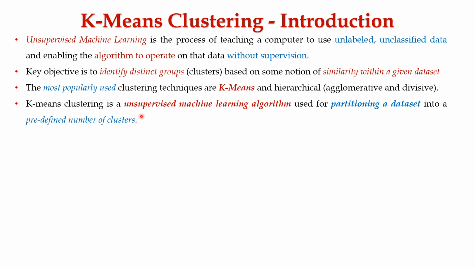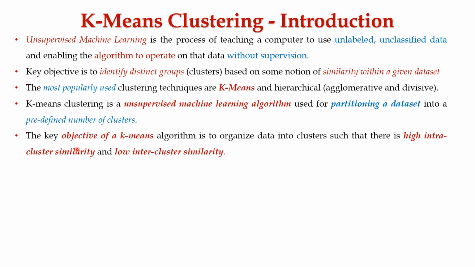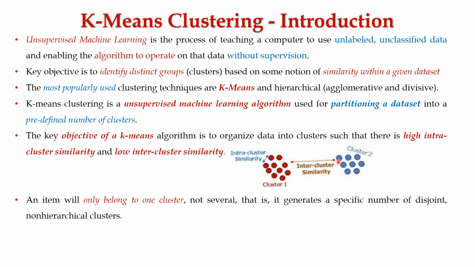K-means clustering is an unsupervised machine learning algorithm. It is mainly used for partitioning data into a predefined number of clusters. The key objective of K-means algorithm is to organize the data into clusters such that there is high intracluster similarity. That is, we can see here in cluster 1, by considering two data points, there should be high intracluster similarity and low intercluster similarity. That is, if you're considering two clusters, cluster 1 and cluster 2, and taking one data point from cluster 1 and another data point from cluster 2, there should be low intercluster similarity.